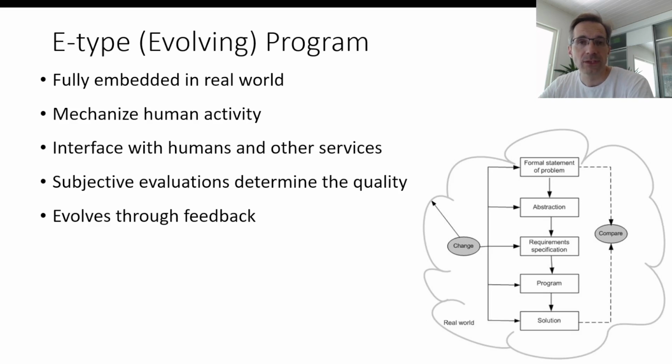An important consideration is that subjectivity plays an important role for the acceptance of an E-type program, as it is entirely dependent upon the stakeholders' opinion and the judgment of the solution, whether the quality of the system is good or bad. These systems evolve through feedback, as these opinions change over time, and because the outcome of the executing program is not entirely predictable.